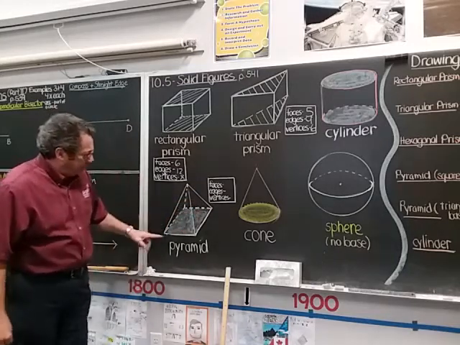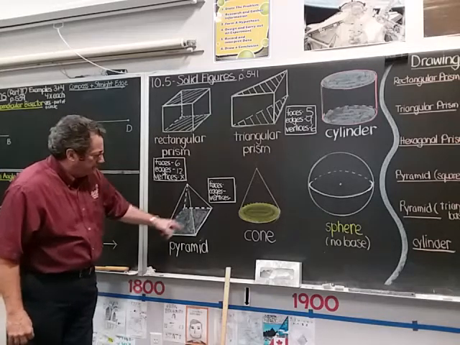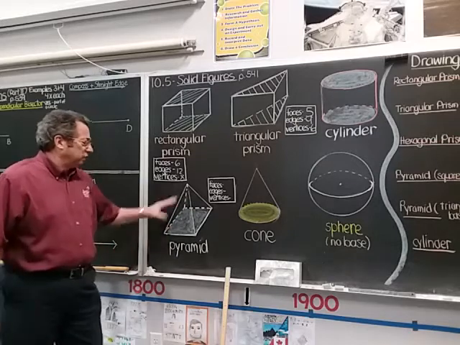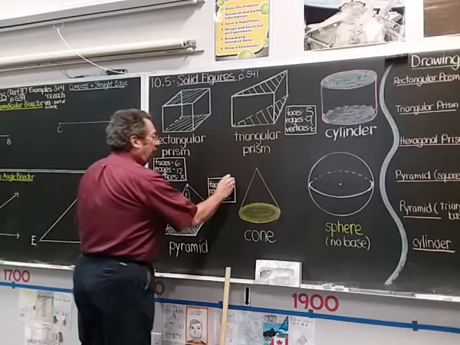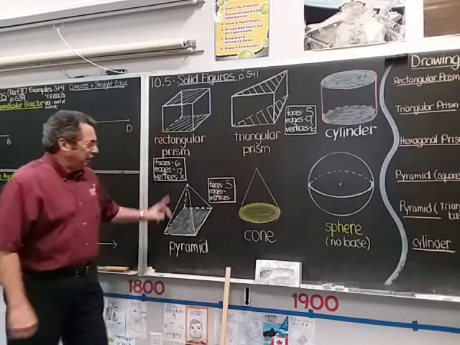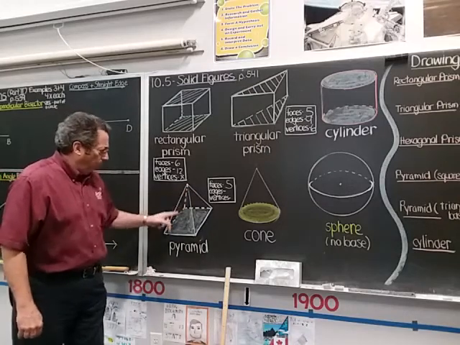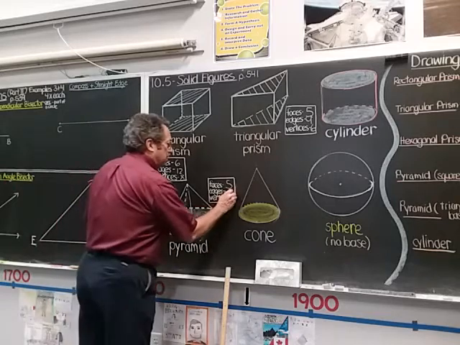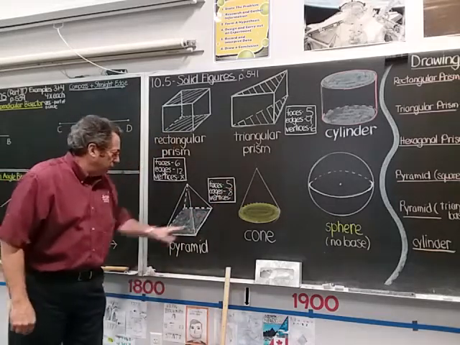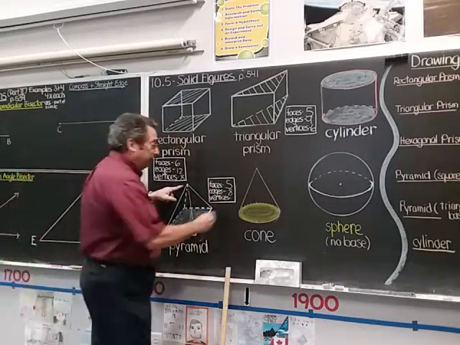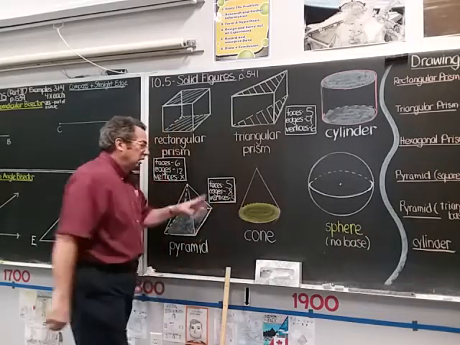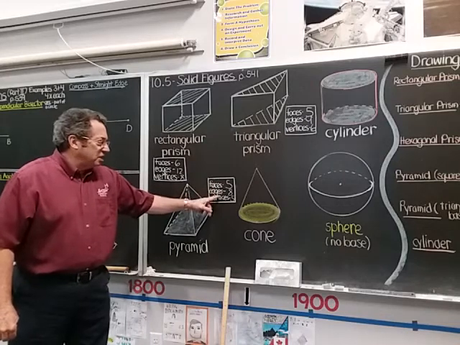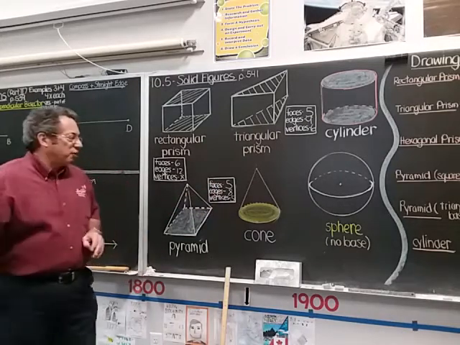All right, so I see on the bottom, that bottom face, and then 1, 2, 3, 4 others. 4 plus 1 is 5 faces. How about the edges? 1, 2, 3, 4. 1, 2, 3, 4. I see 8 edges. And the vertices, 1, 2, 3, 4, and then the top where they all meet makes 5. So in a rectangular pyramid, you have 5 faces, 8 edges, and 5 vertices.